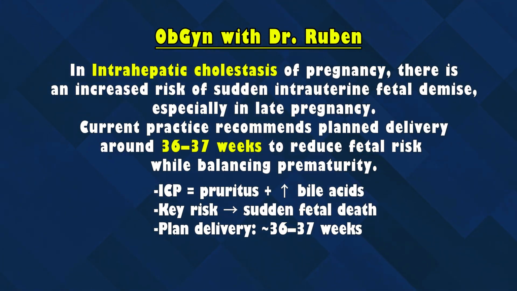In intrahepatic cholestasis of pregnancy, there is an increased risk of sudden intrauterine fetal demise, especially in late pregnancy. Current practice recommends planned delivery around 36 to 37 weeks to reduce fetal risk while balancing prematurity.